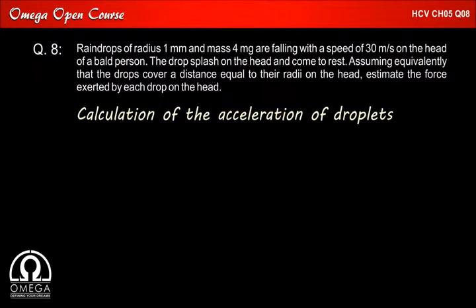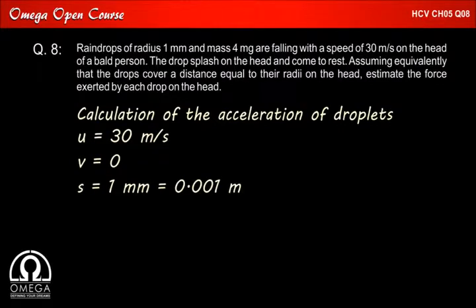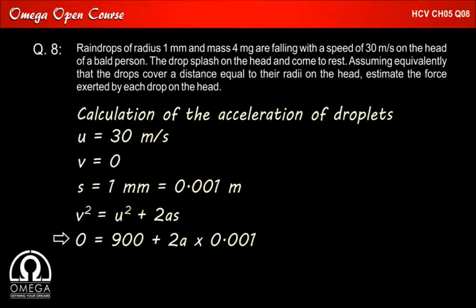First, let's calculate the acceleration of the droplets. In the question, it is given that initial speed u is 30 meter per second. Since the water droplets come to rest after collision with head, final speed v is equal to 0. The displacement as per the question is equal to the radius of the water droplet, that is 1 millimeter, which is 0.001 meter. Now we know that v square is equal to u square plus 2as. So putting the value, we get 0 is equal to 900 plus 2a into 0.001.